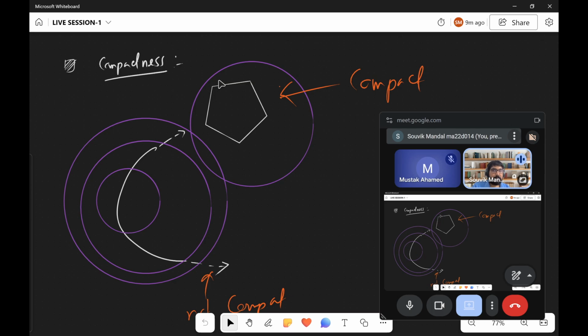So that's the fundamental target of compactness, that is, whether something is closed enough or not. That's what we always deal with by compactness, understand? So this is what compactness means. Is it clear? So yeah, that's what it is.